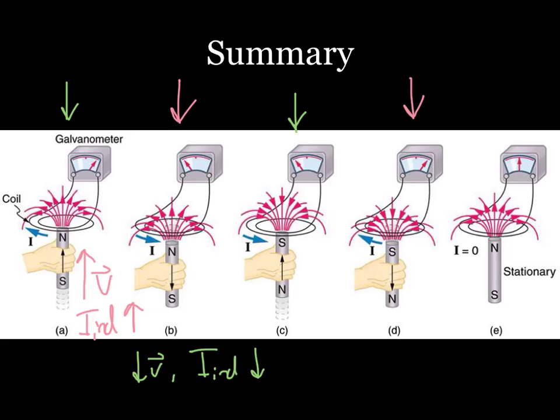This kind of relates to this idea that if the magnetic field isn't changing at all, or if the magnet is at rest or stationary, then there's going to be absolutely no current. So this was our fifth situation, where if the magnet's not moving, then there is no current whatsoever.